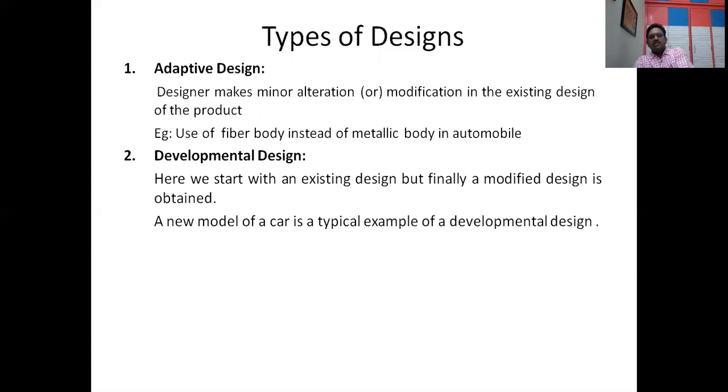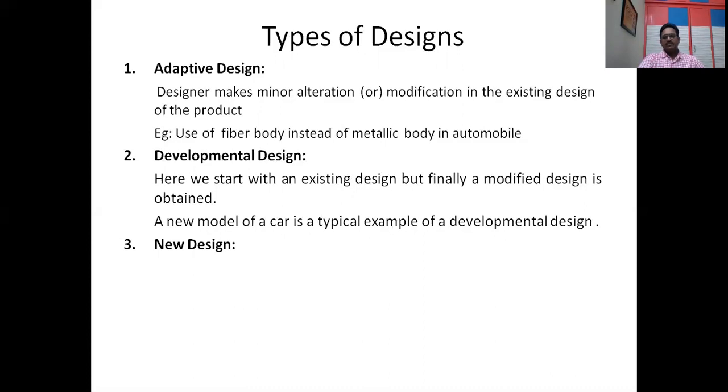A new model car is a typical example of developmental design. Already we have an old model car, but by changing its dimensions, its purposes, the number of persons sitting inside, its air resistance, and all these things, we can make many changes. Then it is called developmental design. So here the number of modifications will be many.